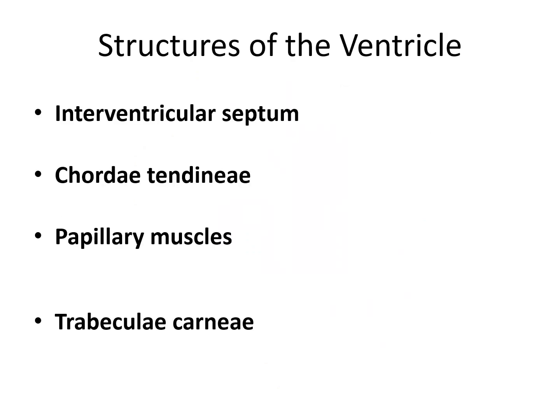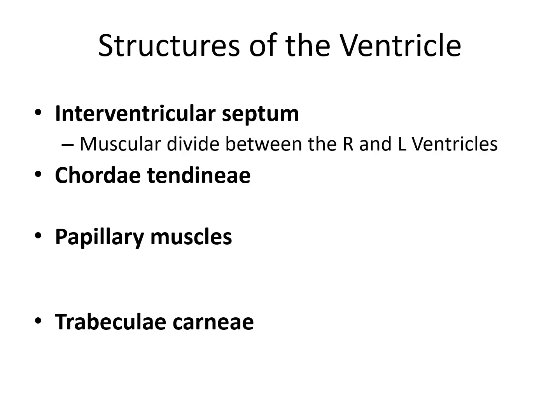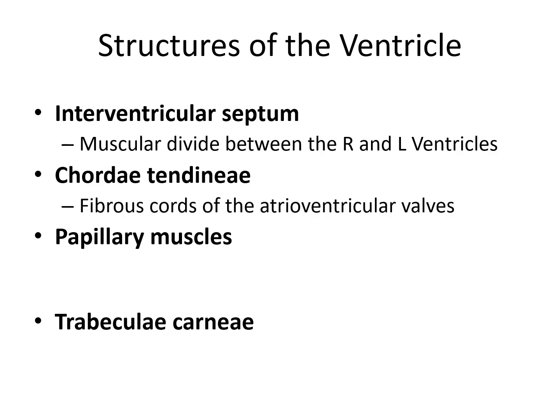So what are some special structures in the ventricles? This is found in both the right and the left ventricle. Okay, so we have an interventricular septum. It's essentially the muscle that divides the right and the left ventricle. So it's a wall or a barrier between the 2 ventricles.